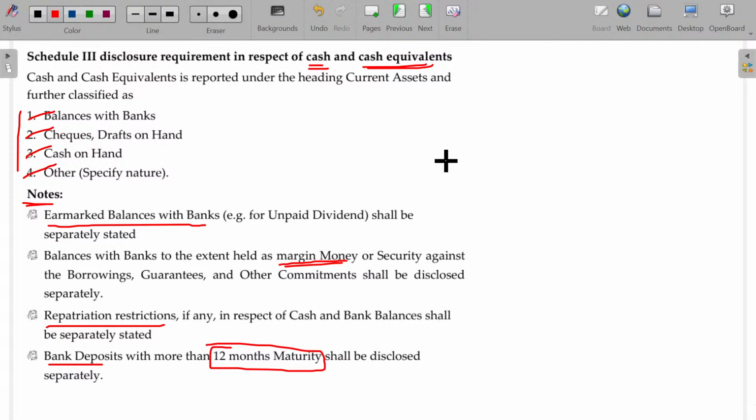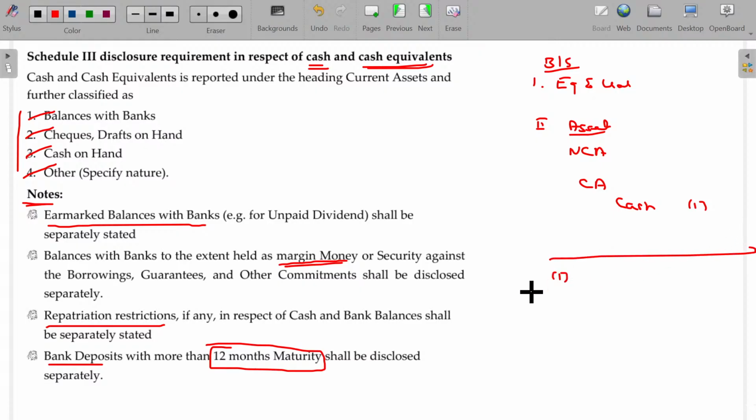Is that okay? In your balance sheet, you have equity and liabilities, and the second one being assets. Under that, non-current assets and current assets. Under current assets, you have cash and cash equivalents. I explained that in note number 1, cash and cash equivalents. So cash we have 100,000 rupees, bank balance we have around 500,000 rupees. Is that okay?